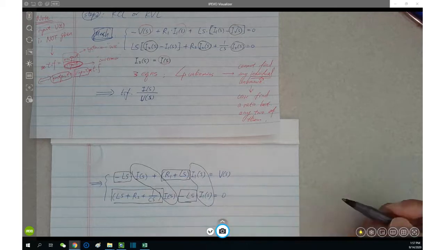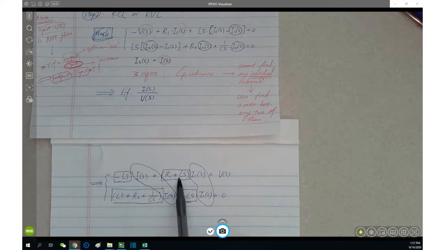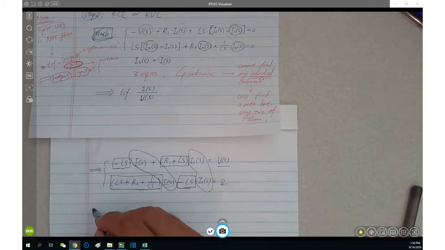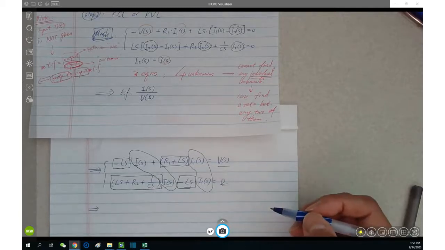Coefficient times I of s plus another coefficient times I1 of s equals a constant. Second equation, same way. A coefficient times I of s plus another coefficient times I1 of s equals a constant on the other side of the equal sign. And what's the benefit of writing the 2 equations in such a way? This is the matrix, right? This is the matrix. And how to solve this?